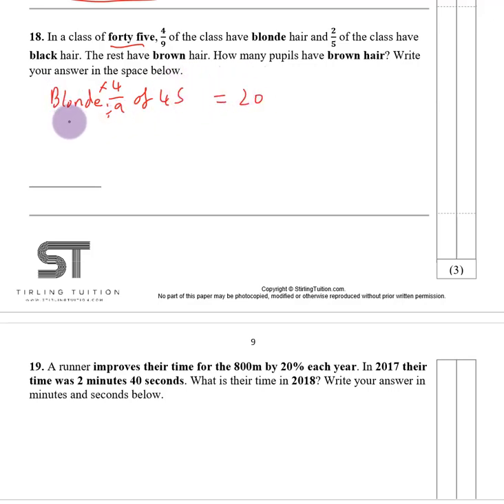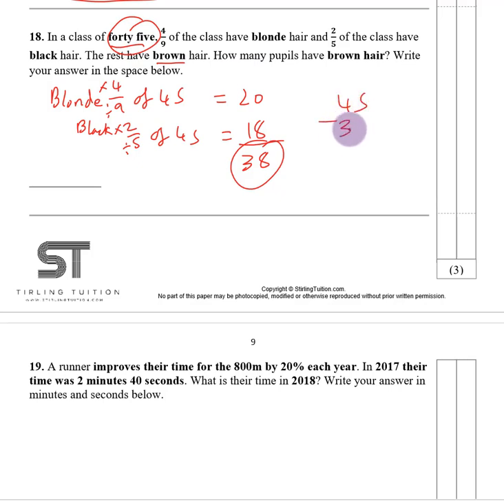Now we've got, where is it? Black hair. So black hair is 2/5 of 45. So we divide by the bottom, times by the top. 45 divided by 5 is 9, times 2 is 18. And then that there is black hair. Now brown hair is all the people that are left over basically. So we add these two together, which gives us 38. And then we're going to have to take that away from the 45 people. And that'll leave us with the brown haired people.